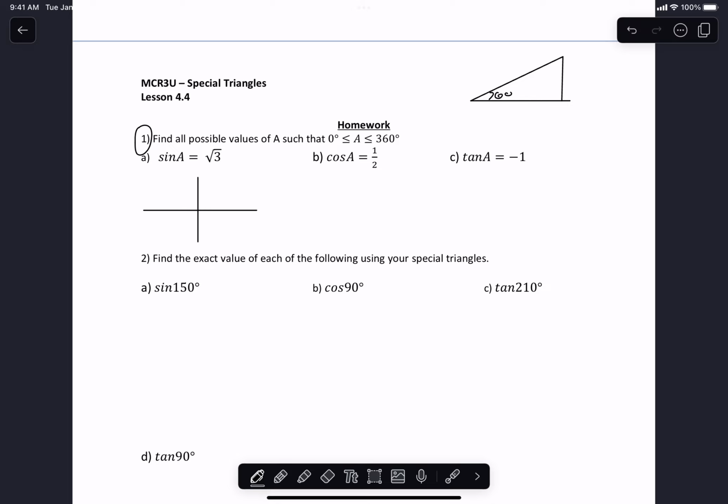Where's the root 3? Gabe? The root 3 is the opposite. Mm-hmm. The hypotenuse is 1. This would be 1. And what's up here? 2, but then for it to actually be sine A equals square root 3, that doesn't work because you're doing opposite over hypotenuse.